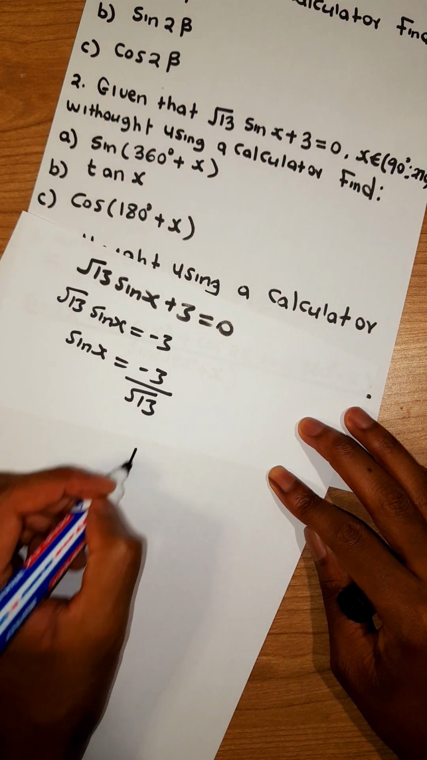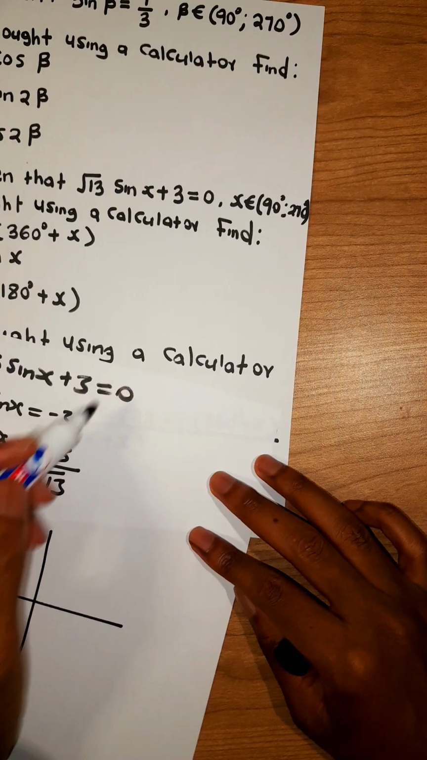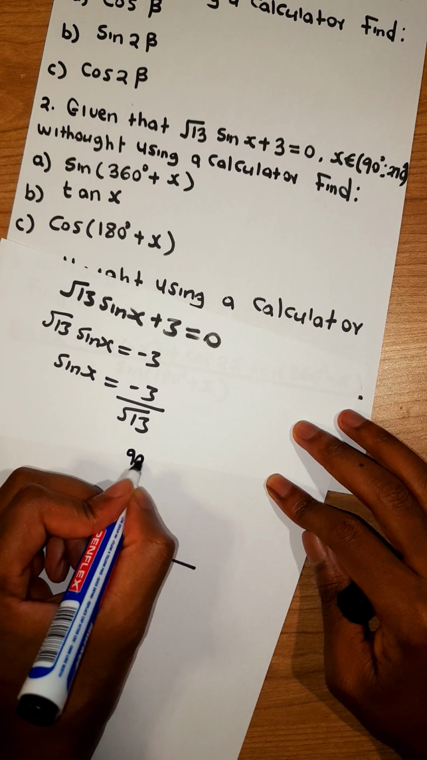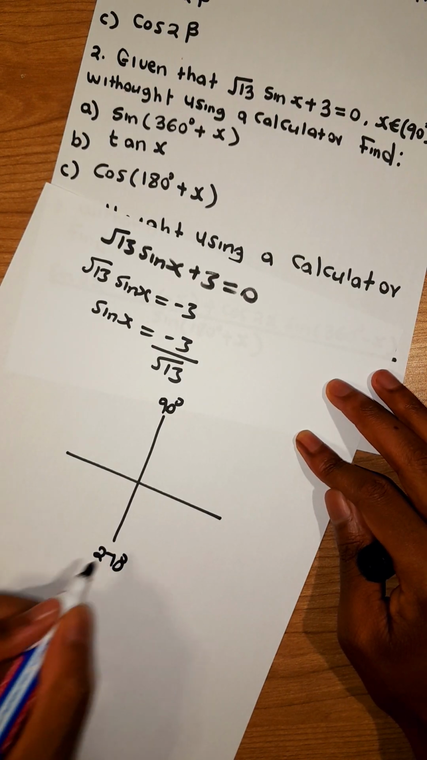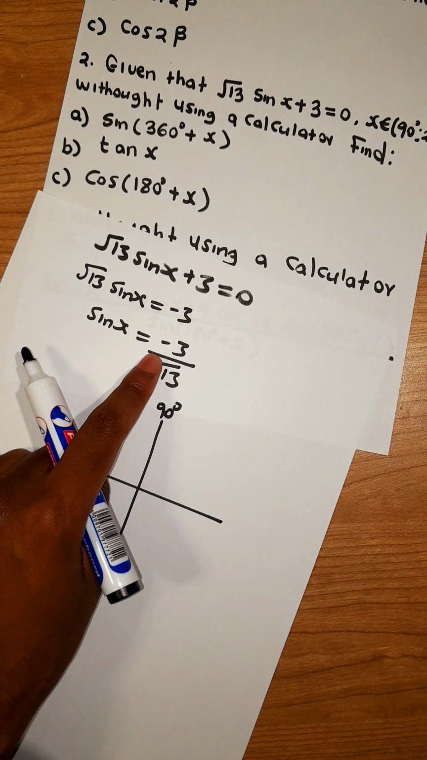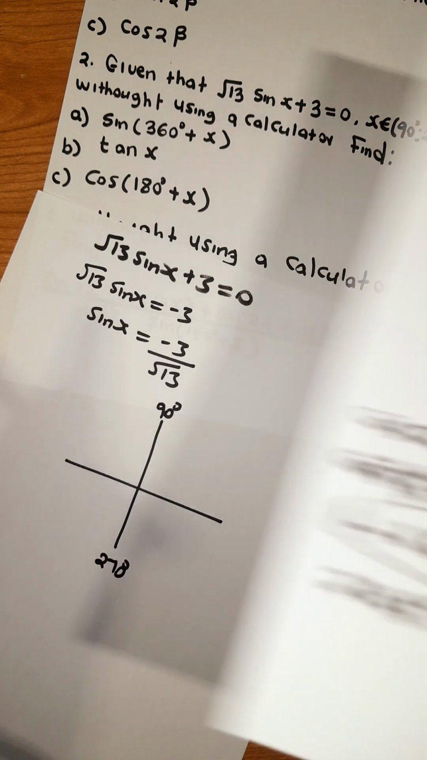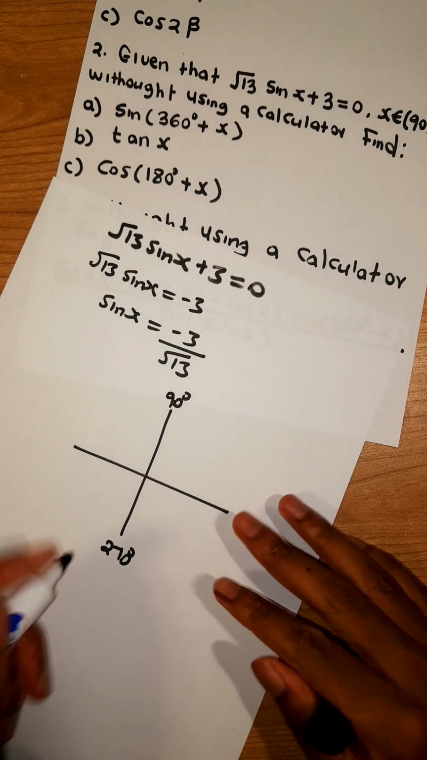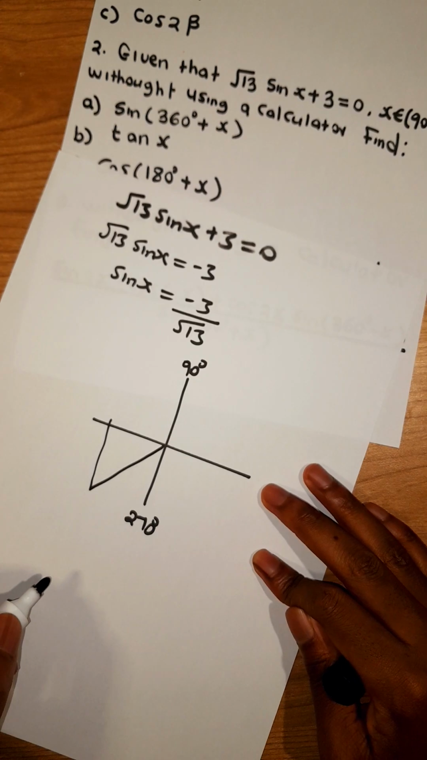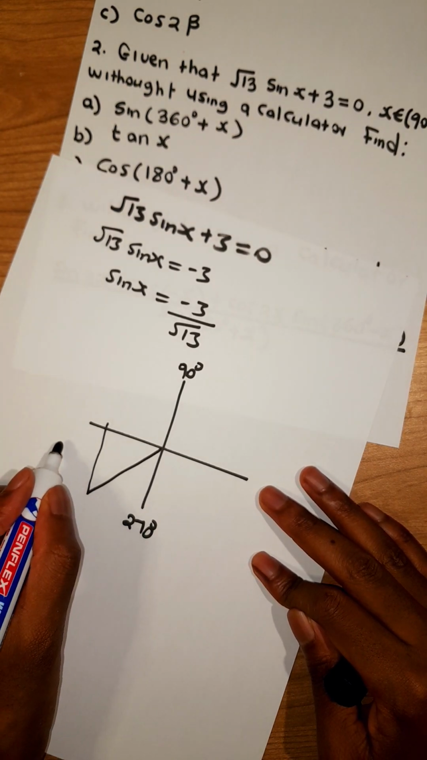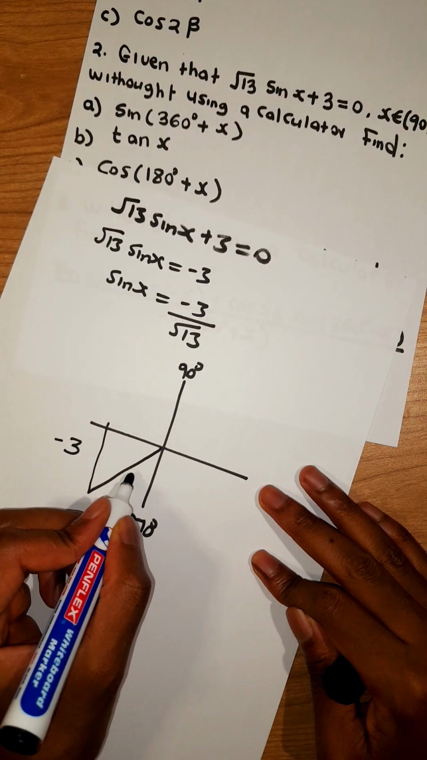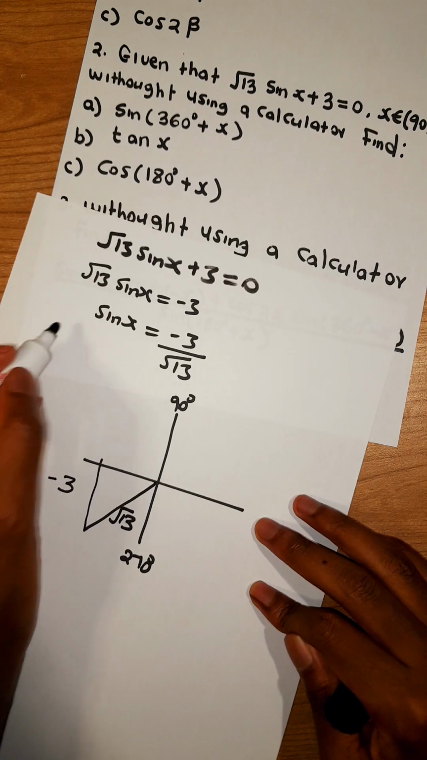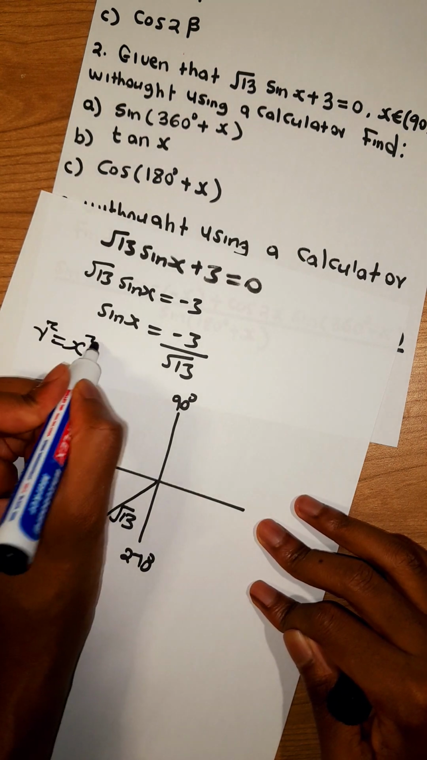Now I need to draw a diagram, and this diagram needs to start at 90 degrees until 270 degrees. So this is 90 degrees and this is going to be 270 degrees. The value of sine is negative. Remember, whenever the value of sine is negative, we saw from the previous video this is the quadrant we use. We know the diagram has to be here, so that the x would be minus 3 and the hypotenuse would be the root of 13. Now we need to find the value of x using the theorem of Pythagoras.